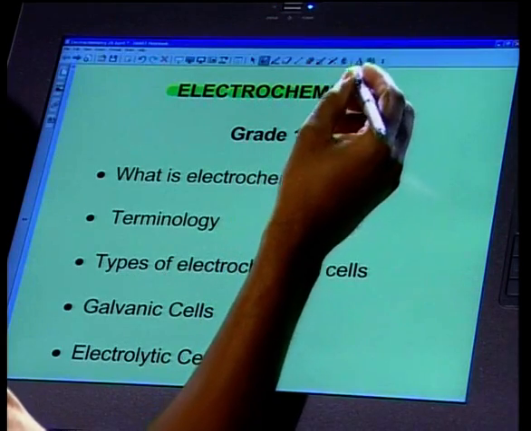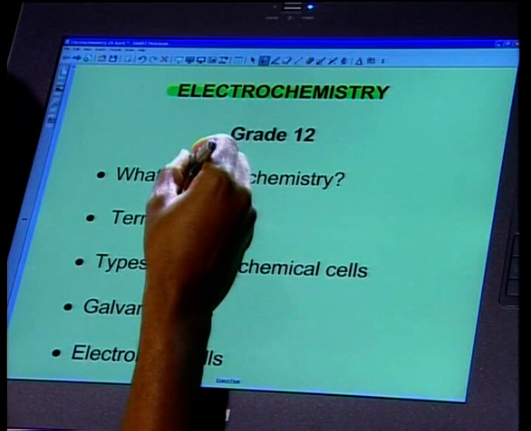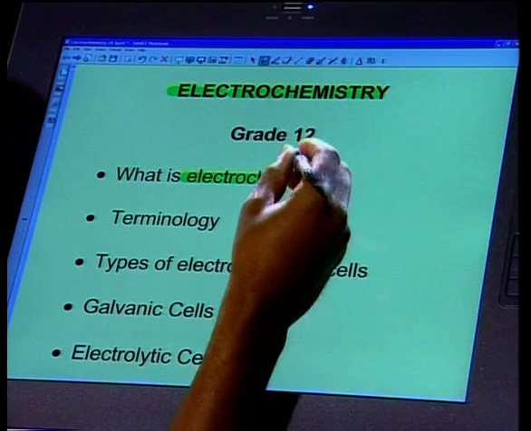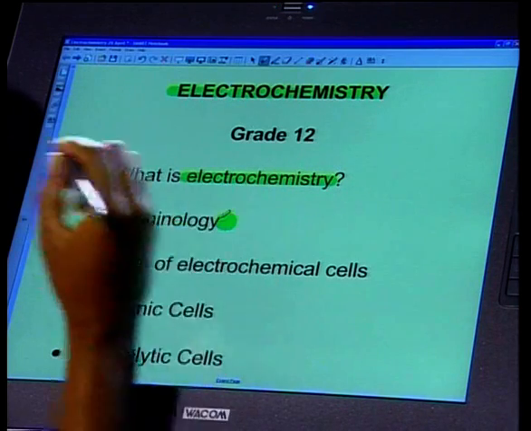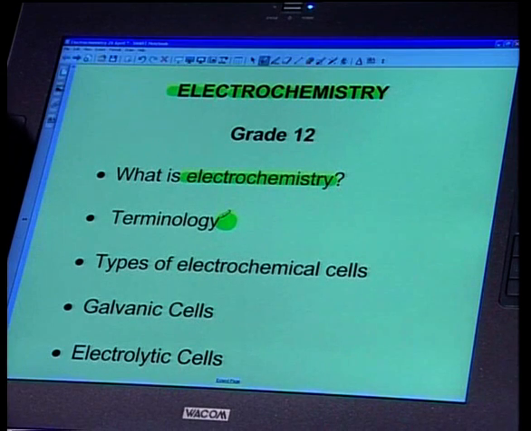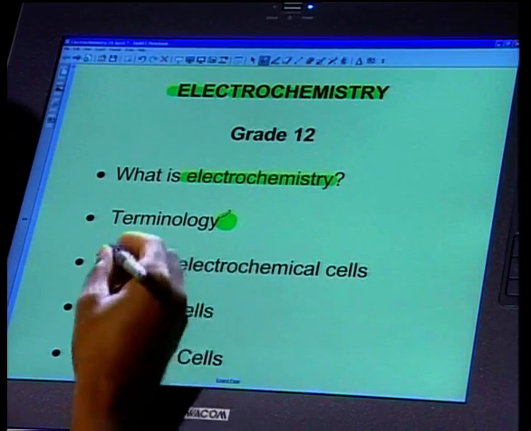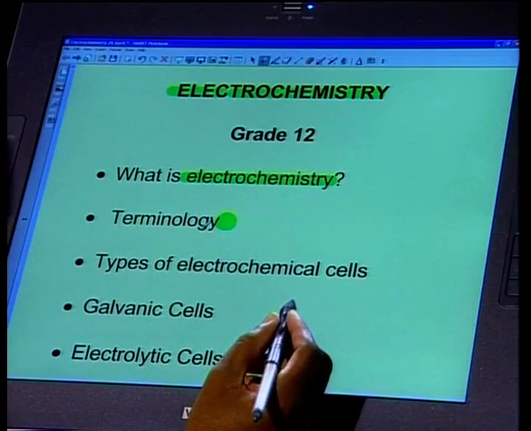And today, we're going to talk about electrochemistry. So this is the topic for today. In electrochemistry, we want to understand right from the beginning, what is it all about? What happens in here? We have specific terminologies that we use in electrochemistry, which will also be looked at. We will clearly explain and define almost all of these terminologies involved in electrochemistry.